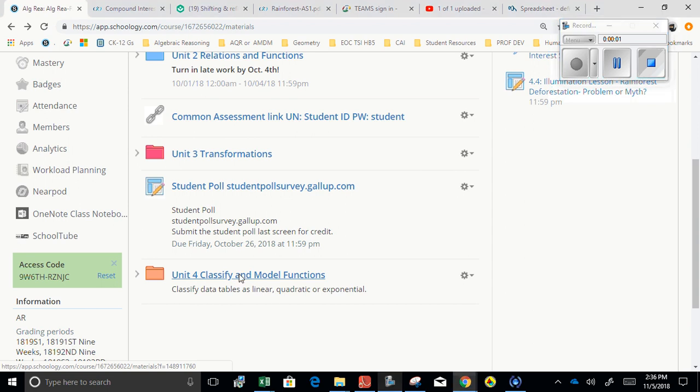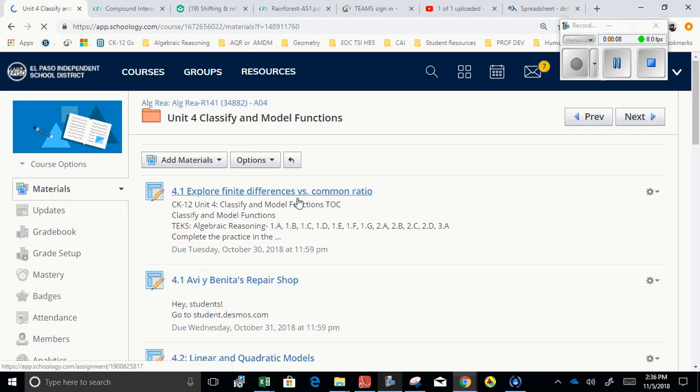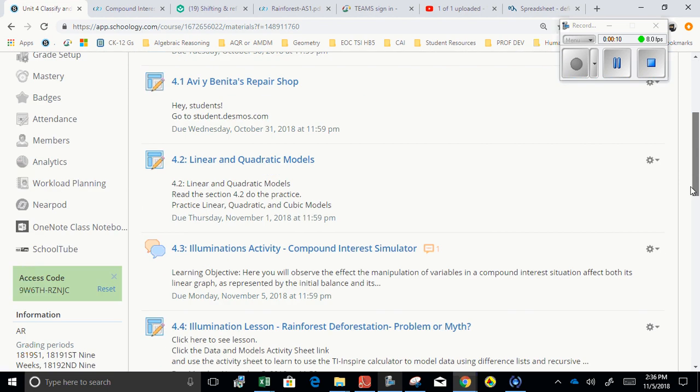Functions, classify data tables using linear, quadratic, or exponential. And if you open up Unit 4, you see that we're doing 43 and 44. Let's do 43.